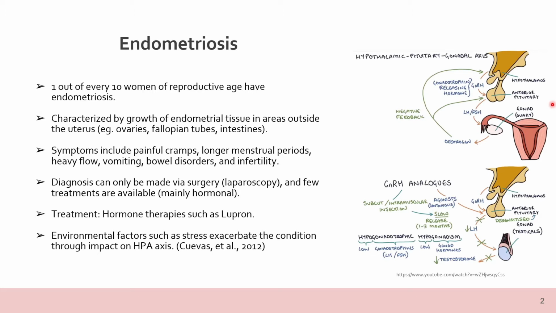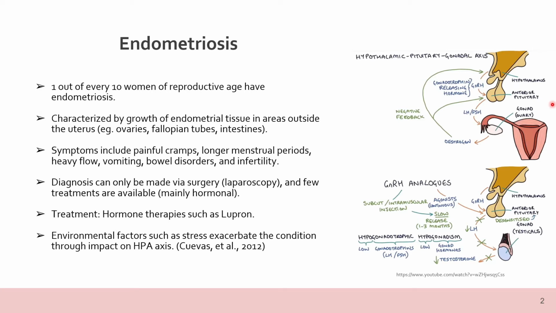Before continuing, I'm going to briefly discuss some known facts of endometriosis. It is known that 1 out of 10 women of reproductive age have endometriosis, which is characterized by a growth of endometrial tissue in areas outside of the uterus. Symptoms include painful cramps, longer menstrual periods, heavy flow, vomiting, bowel disorders, and infertility, making this a debilitating and very serious condition. The diagnosis can only be made via surgery and few treatments are available, but they are mainly hormonal.